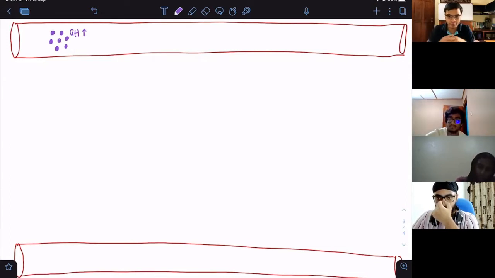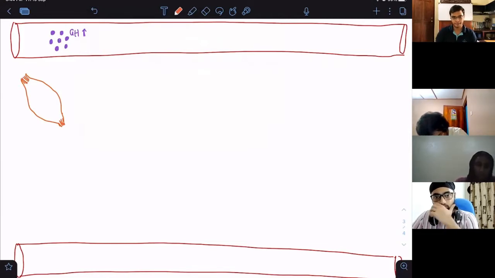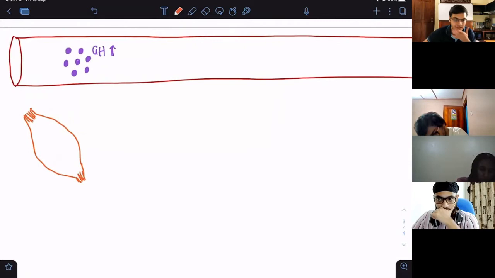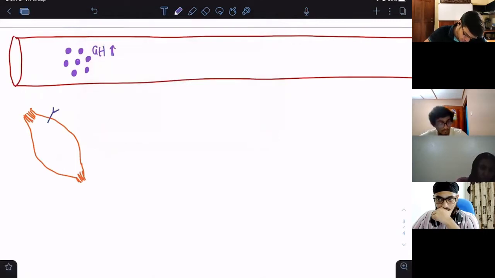So one of the major places where growth hormone starts its action, guys, is our muscle. I will draw a muscle like this. You can draw somewhere here, a muscle tissue. What happens is, these muscle tissues, what do they have? Obviously, we have the receptors for growth hormone. So what happens?